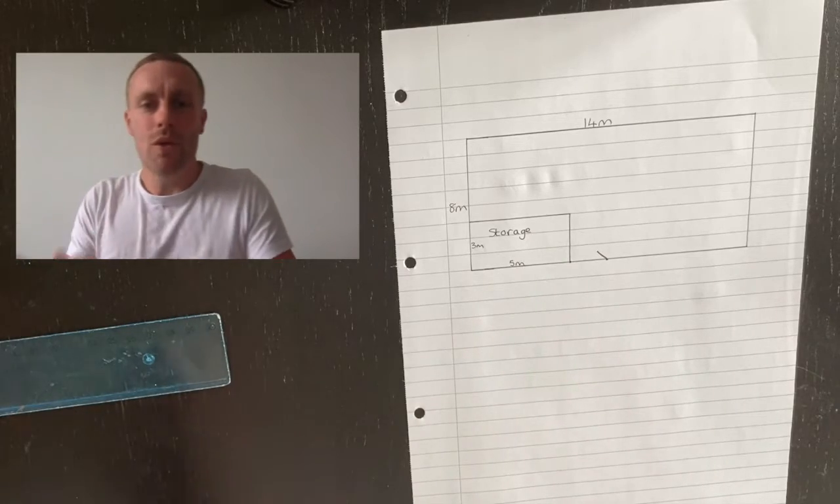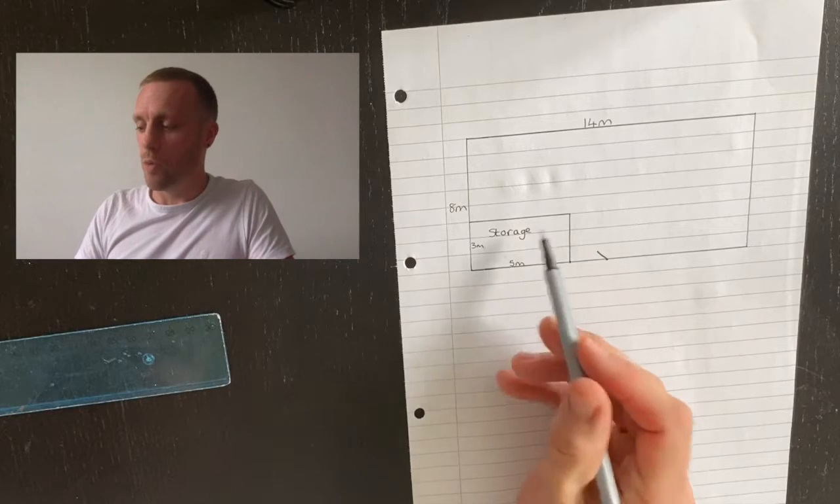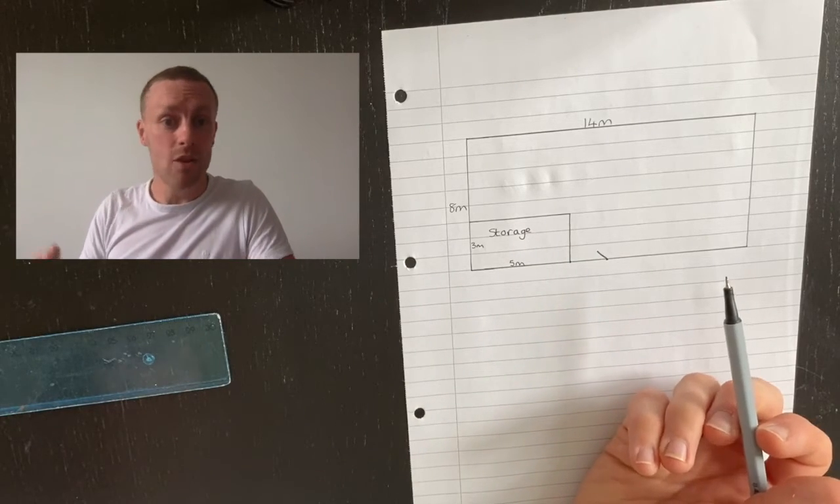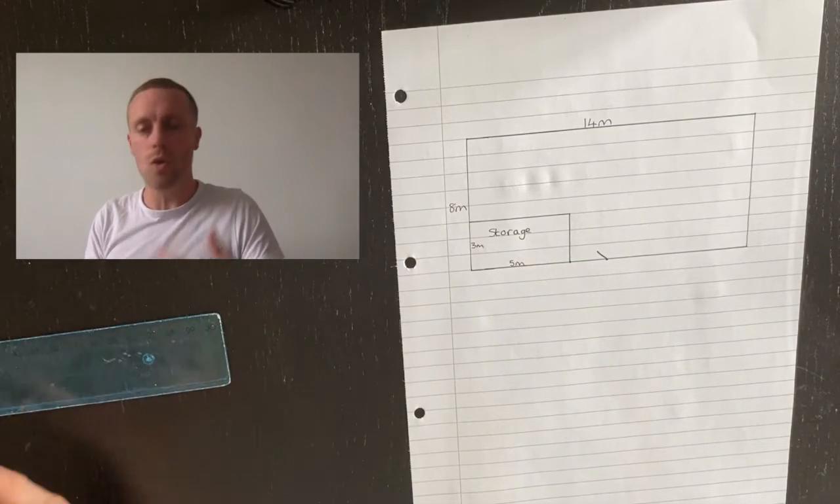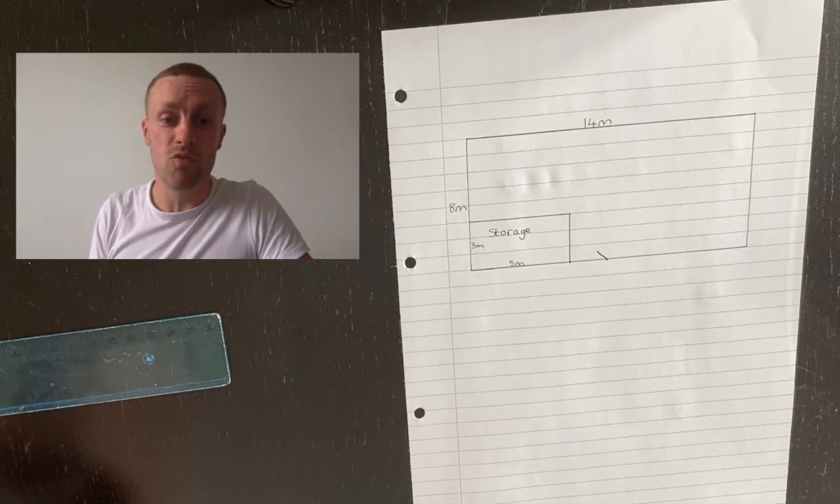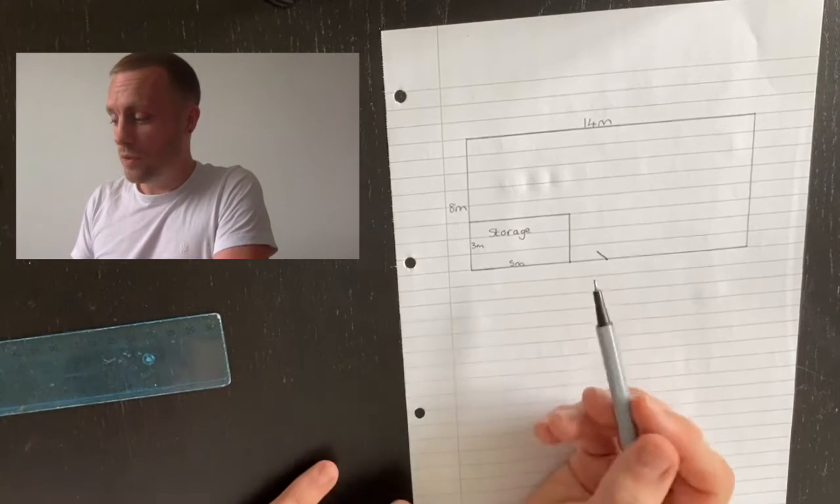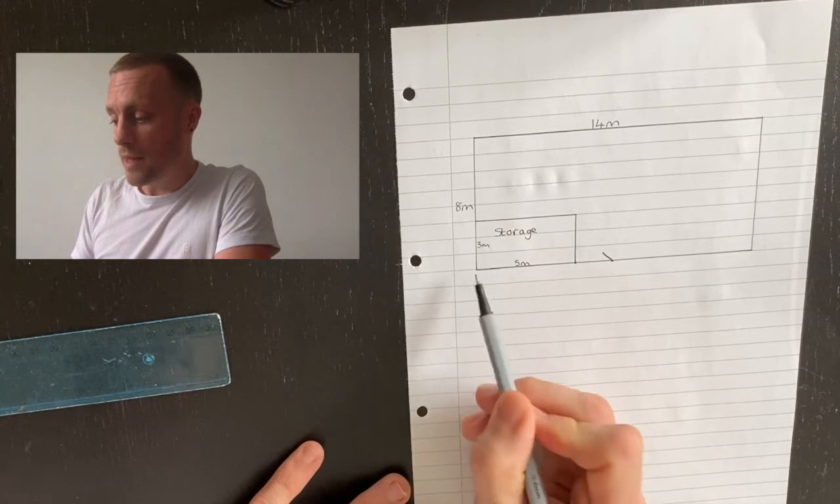Now, how do I work out then the area of it? Previously we worked out the area by counting squares on squared paper, but I don't have any squares, and so I need a quicker way of working out the area. Luckily with rectangles, there's a really easy way, and it's using multiplication. What we do is we do length times the width.